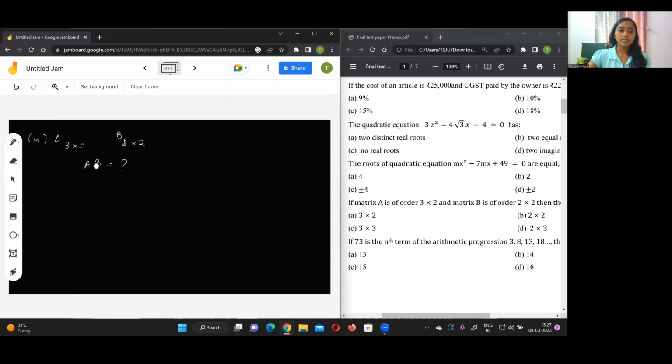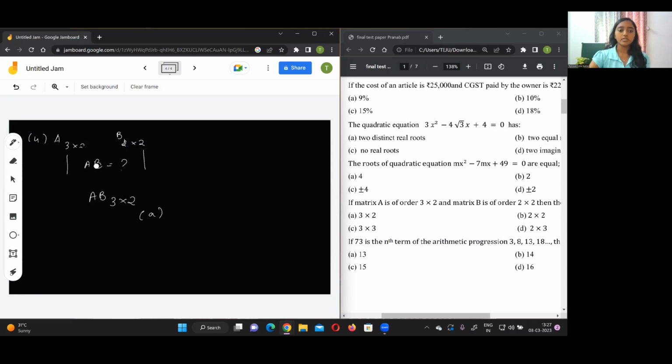What will be the order of matrix AB? As we very well know, when you're doing matrix multiplication, you will take the first matrix's row and the second matrix's column. So matrix AB will have order 3 into 2. So option A is the right answer.